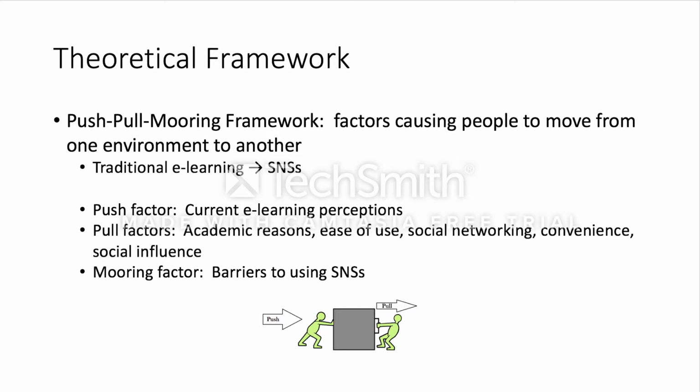There are also pull factors. In this case, the researcher looked at academic reasons, so the academic benefits that people saw, ease of use, how easy was it to use, social networking, so the ability to connect with students and teachers, convenience, having everything in one place, and finally social influence. So what kind of effect did the influence of family and friends and professors have on students' likelihood to use social networking sites? And then finally, the last kind of factor was what's known as a mooring factor. Those are factors that make people unable to make a decision. In this case, it was barriers to using social networking sites.